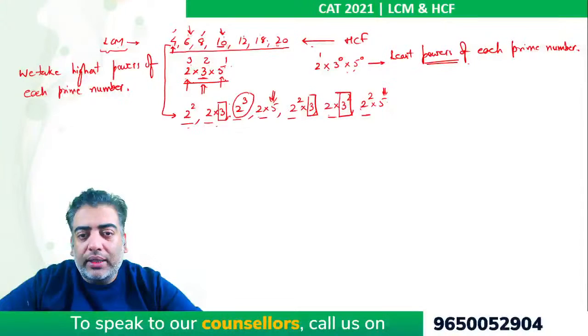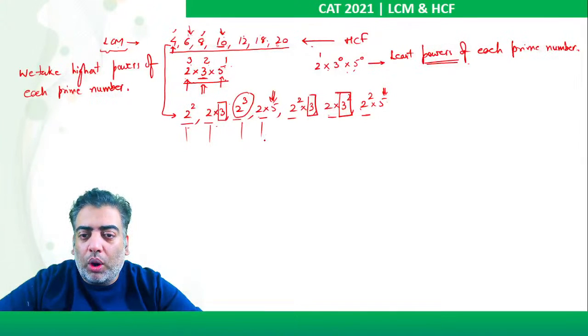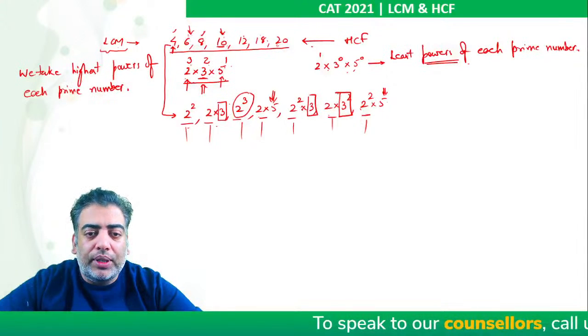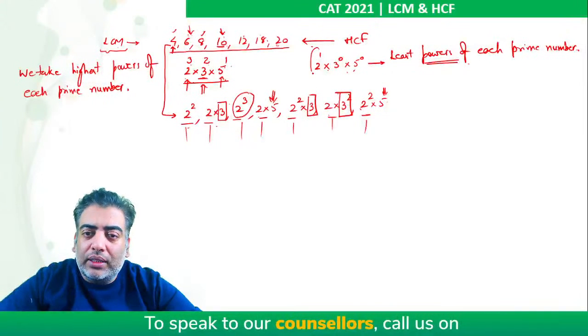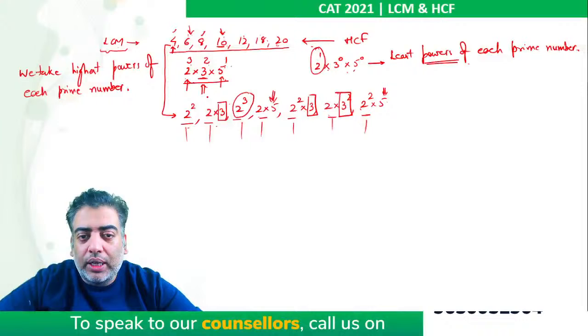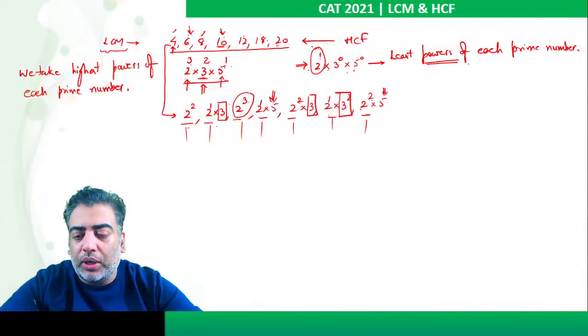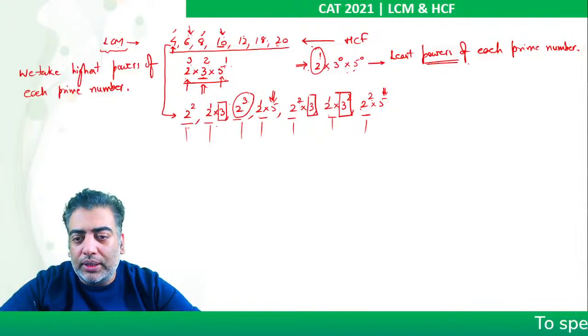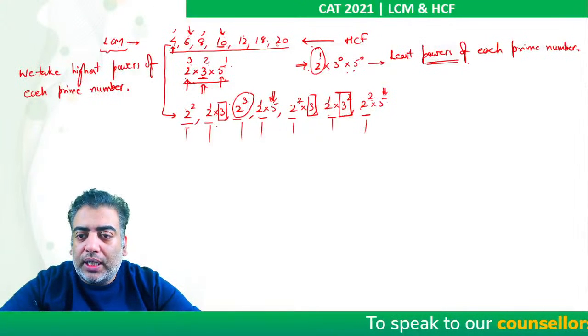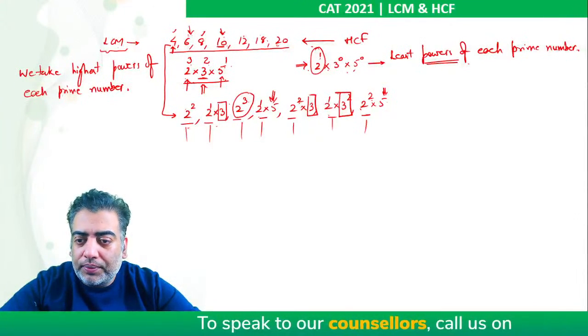So we can see the only prime numbers that appear here are 2, 3, and 5. And the only common one among all is 2. So 3 and 5 are not available everywhere. So I will only consider 2 and the least power of 2. Here we have 2, here it is 1, 3, 1, 2, 1 and 2. So the least among all is 2 raised to power 1. So HCF comes out to be 2 for all these numbers. So guys, please tell me, I hope this much part is clear.